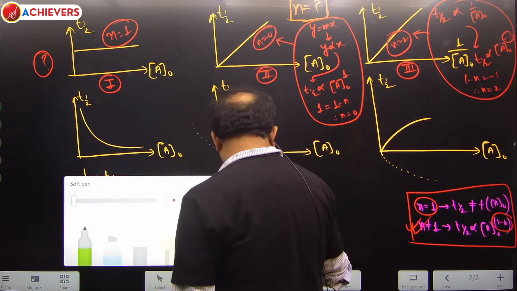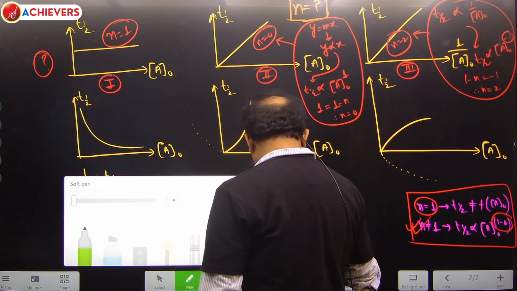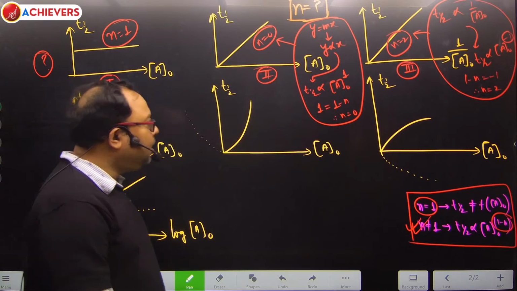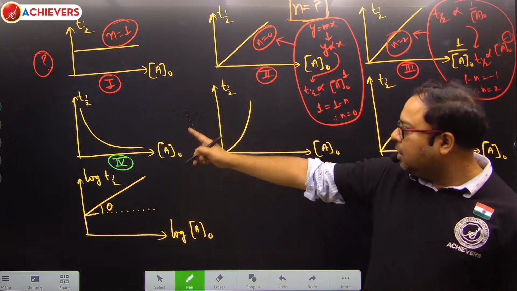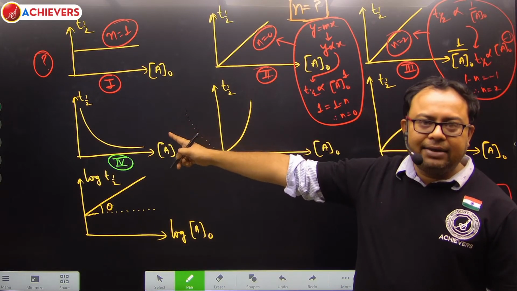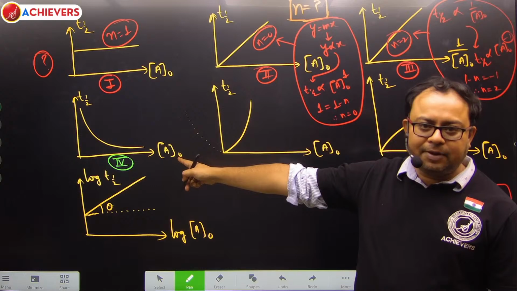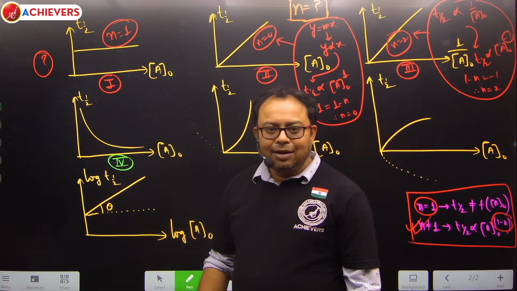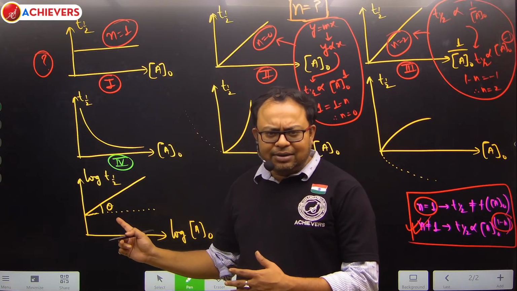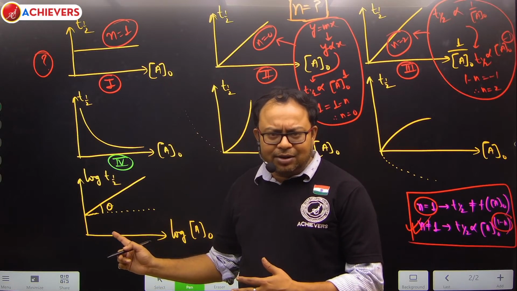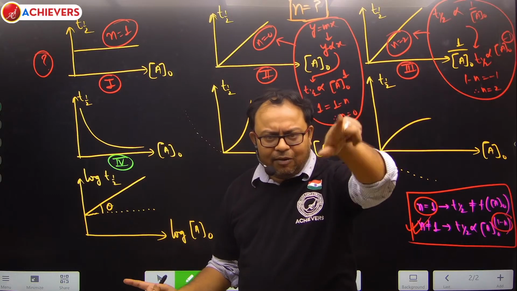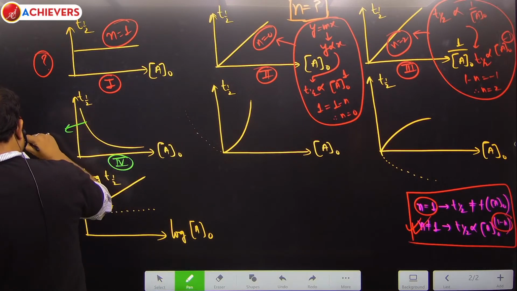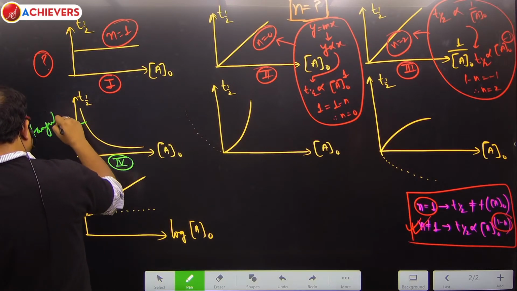Now let's move on to the fourth plot. In the fourth plot, what is happening? We are plotting T half along the y-axis and A naught along the x-axis. And what is this shape? You are already acquainted with this shape. You have studied it in Boyle's law, the P versus V diagram. It's a rectangular hyperbola.